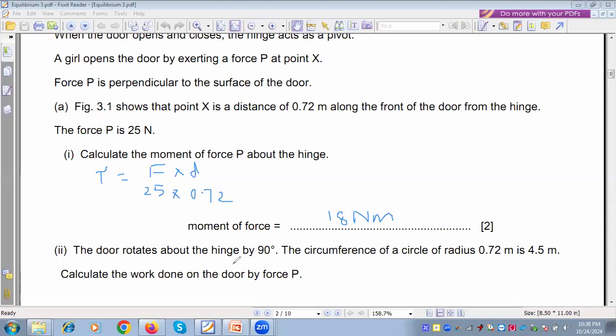The door rotates about the hinge by 90 degree. It means it does not complete the rotation of 360. The circumference of the circle of radius 0.727 is, of course, the distance where the force is applied is a radius, and the circumference which is completed by that radius due to the rotation of the door is 4.5 meter. So you have to calculate the work done by the force.